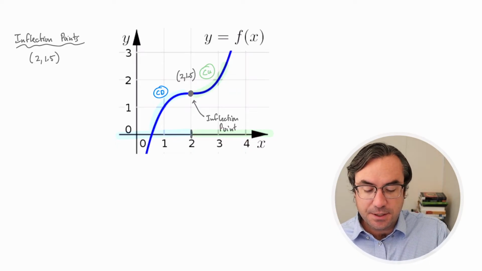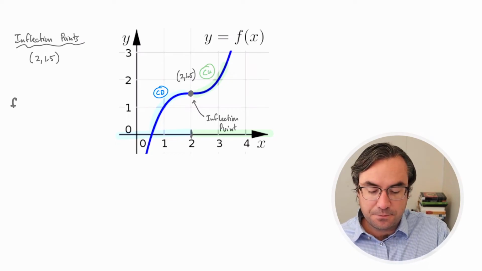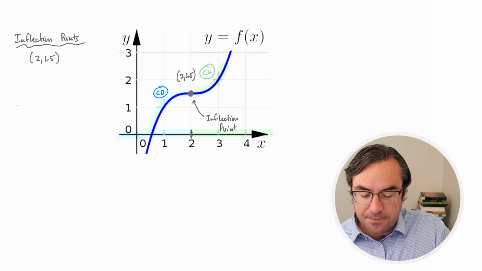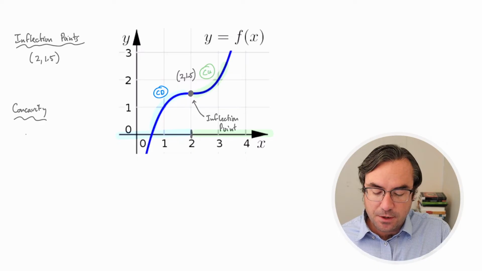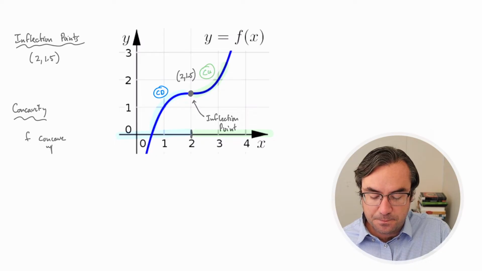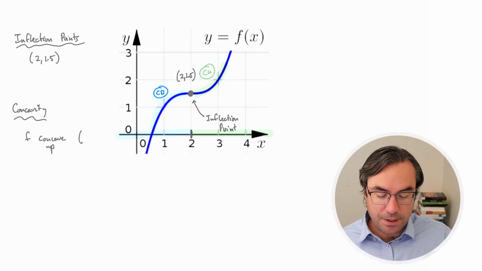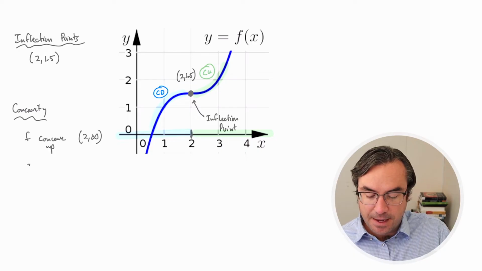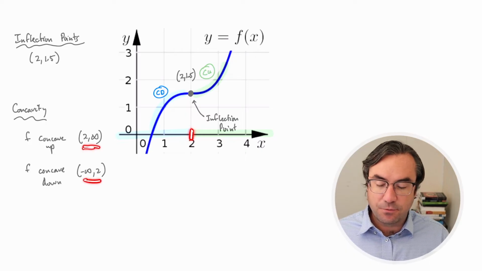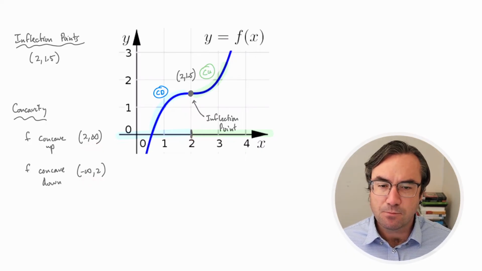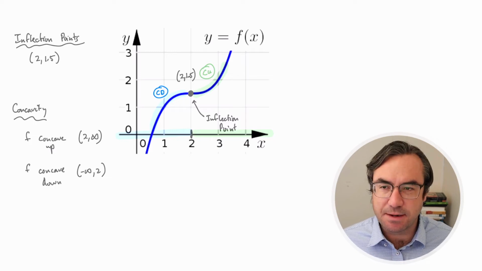So for our intervals of concavity, we found that f is concave up on the interval 2 to infinity, and f is concave down on the interval minus infinity to 2. So the inflection point there is where we're splitting these intervals up. All right, so let's try another example.